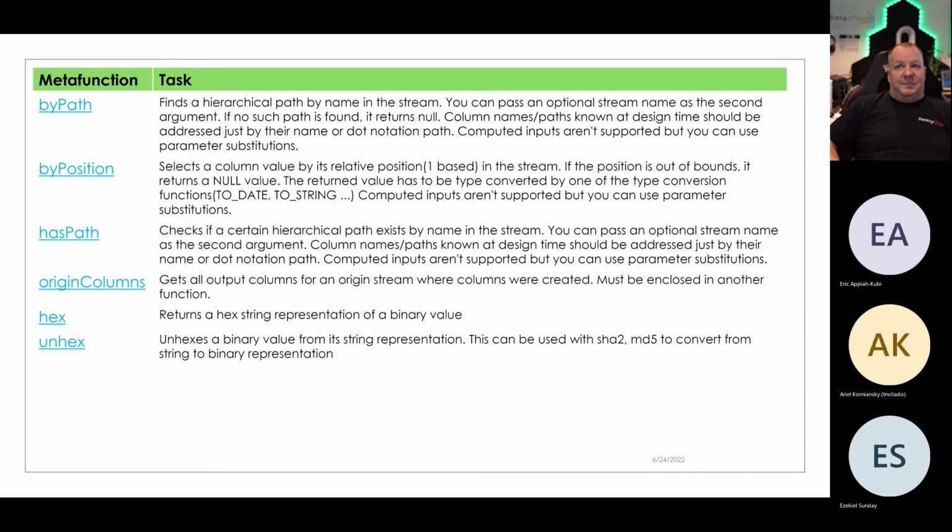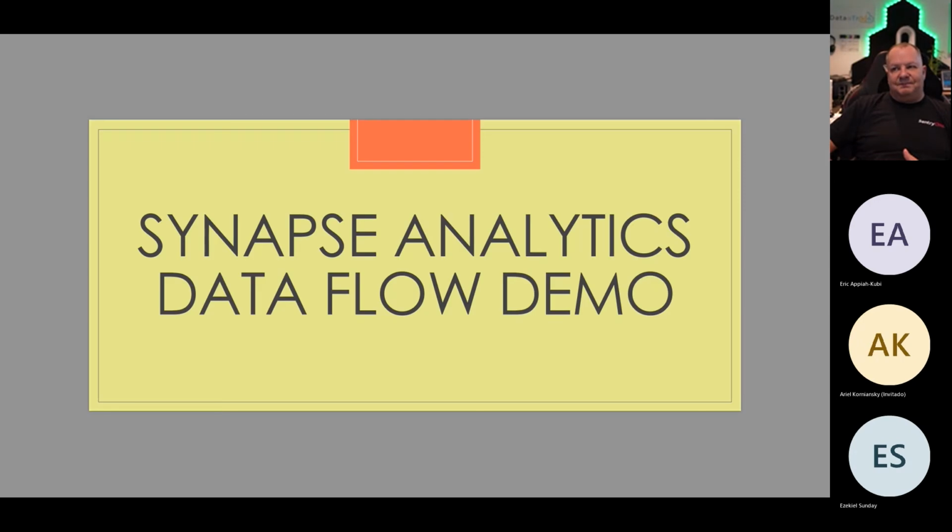Additional ones are path, position, origin, and we've got some hex capabilities there as well. I'm not going to go into lots of details. There's lots of documentation out there that goes into the main details on how to use these, but I just wanted to make you aware that we have these meta functions as well that allow us to look at that data as we're processing it and maybe examine that data a little bit.